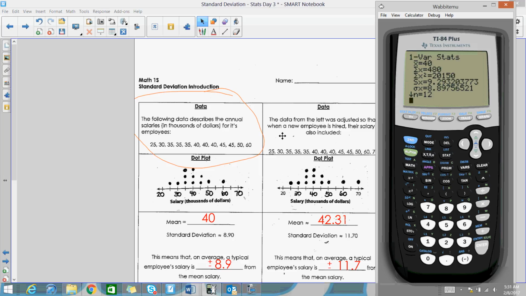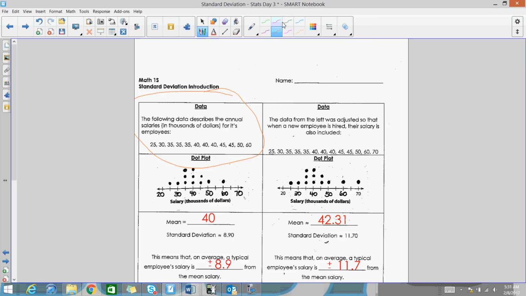Now, here's the new thing we're going to talk about today. You see this little symbol right here? It looks like a little o with a line against it, an x. This is called standard deviation, this guy right here. So I'm going to show you what the symbol looks like. It's like an o, and then with a line up there, and then an x. This is standard deviation.